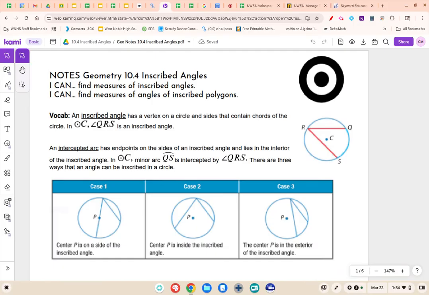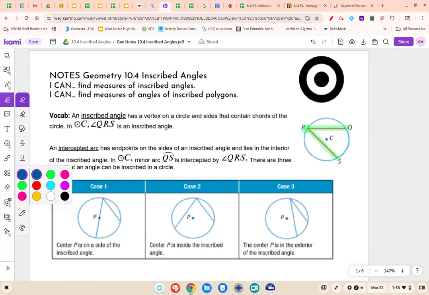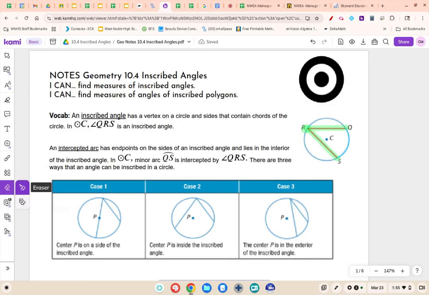An inscribed angle has a vertex on a circle and sides that contain chords of the circle. In circle C, we have angle QRS is the inscribed angle. So this angle, QRS, has a vertex on the side of the circle. This is different than our central angle that we saw last week. Our central angle has our center at the center of the circle. They have slightly different theorems as well, which we will see in a little bit here.